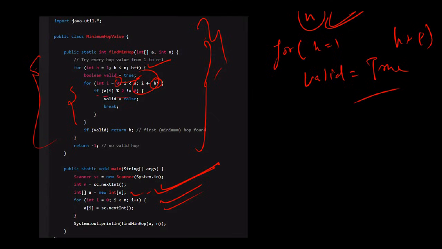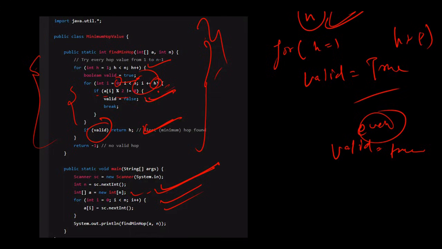Now we will be checking if each element is even. If each is even, that is very good, and valid stays true. Otherwise, if the element is not even, we make the valid value false. If we never find a valid hop value, in the end we return -1. We will be checking with each number like 1, 2, 3, because it increases every time.